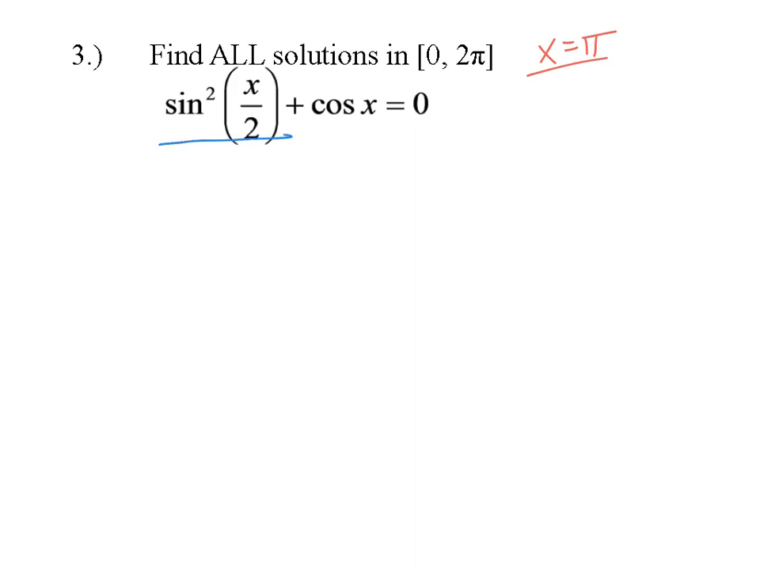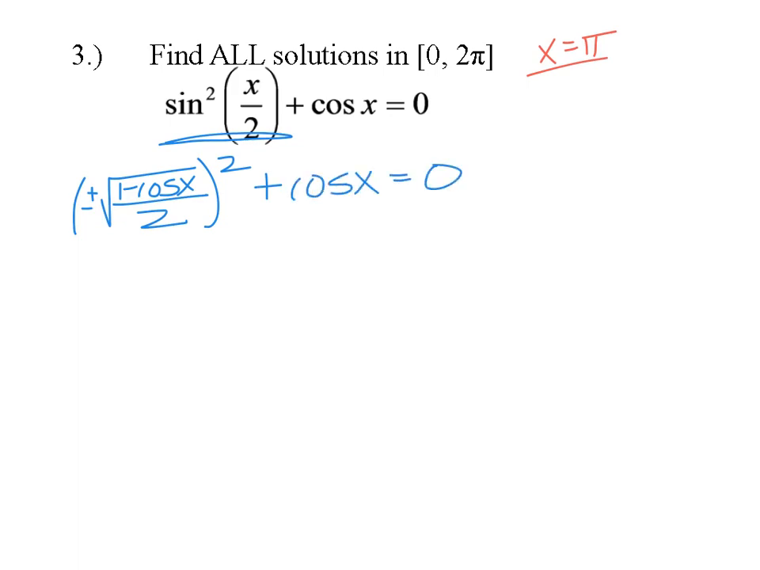So here we have a half angle identity that's squared. So the half angle identity for sine is going to be plus or minus the square root of 1 minus cosine x over 2, and it's squared, plus cosine x equals 0. Then what we're doing here is we are squaring this square root. So the square root and the square cancel. So we have 1 minus cosine x over 2 plus cosine x equals 0.